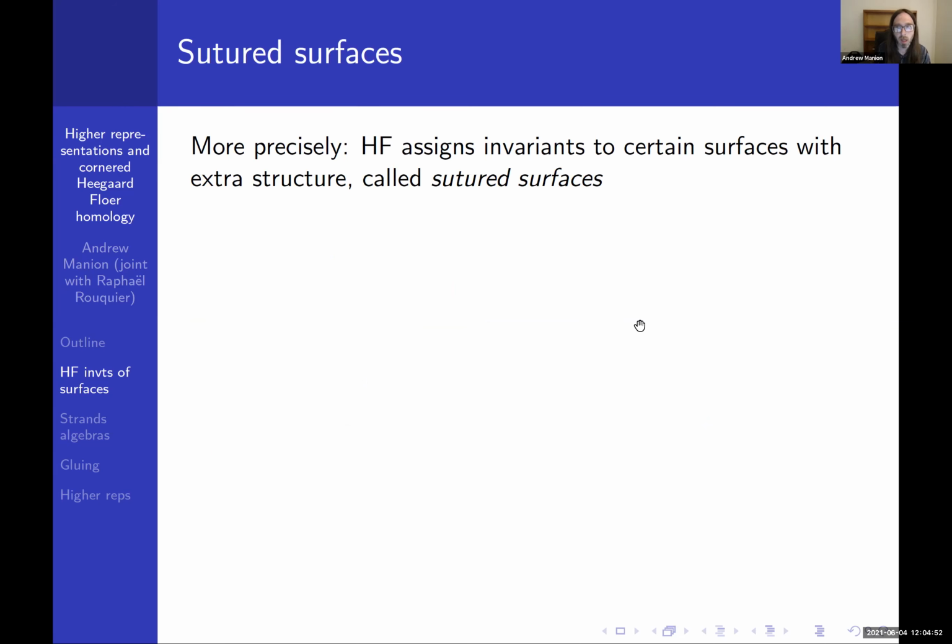But I want to focus on something a little bit more precise, which is the type of surface that gets assigned an invariant in Heegaard Floer homology.